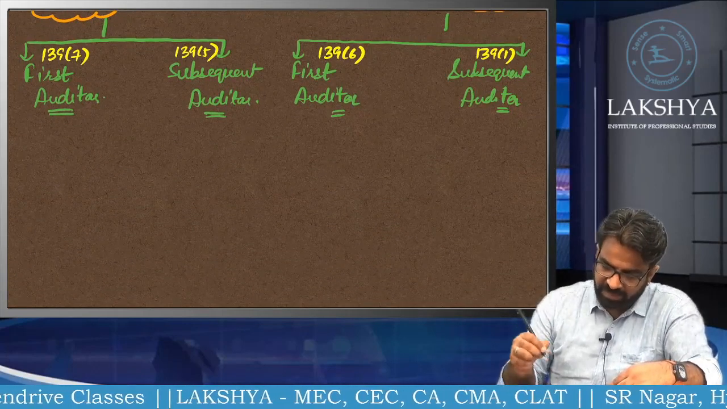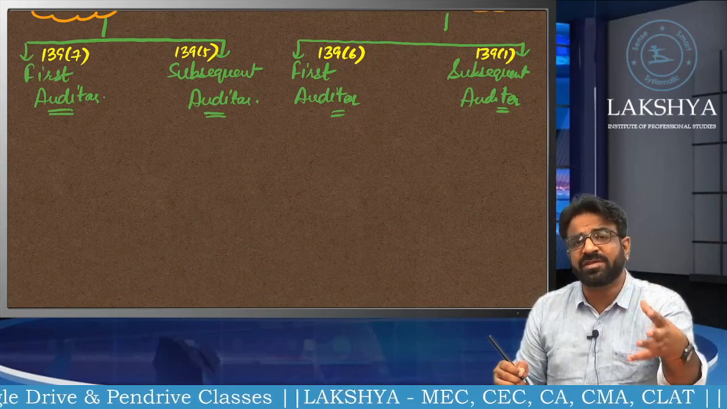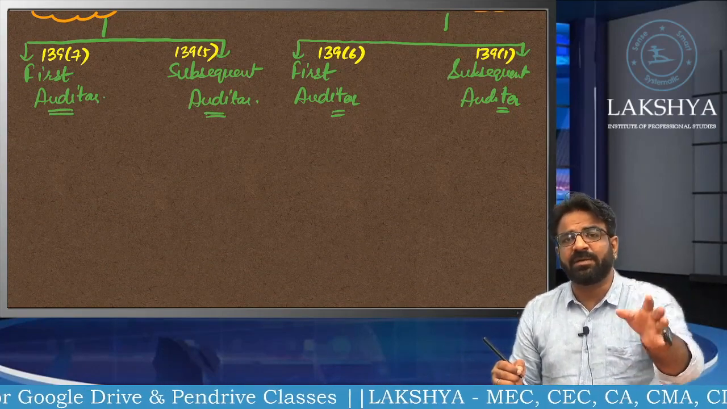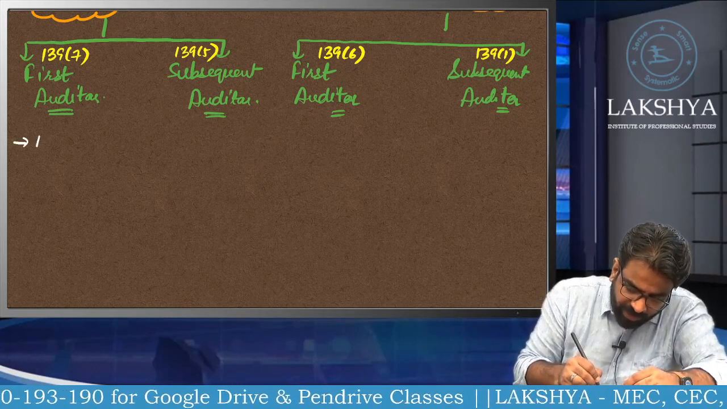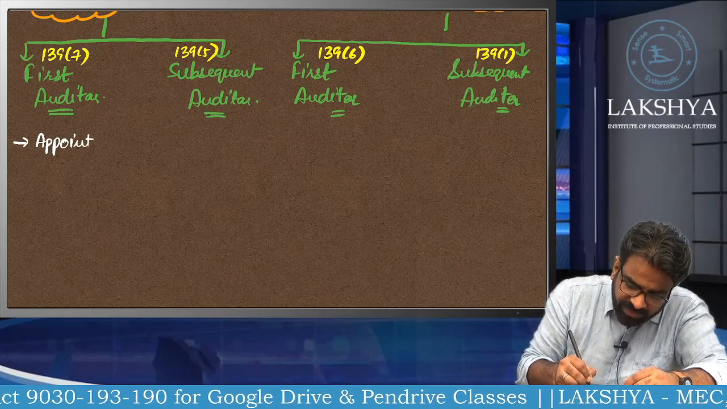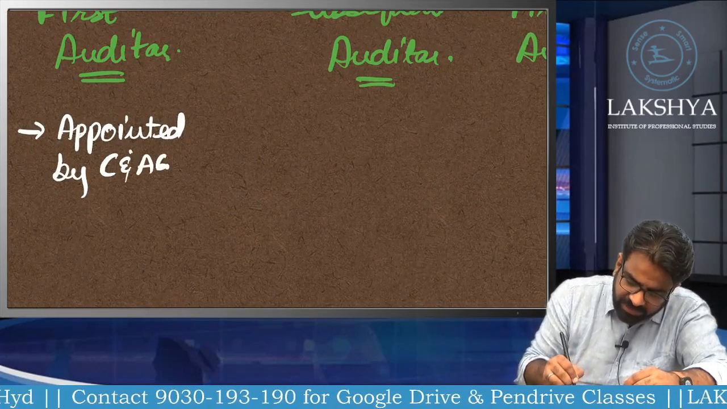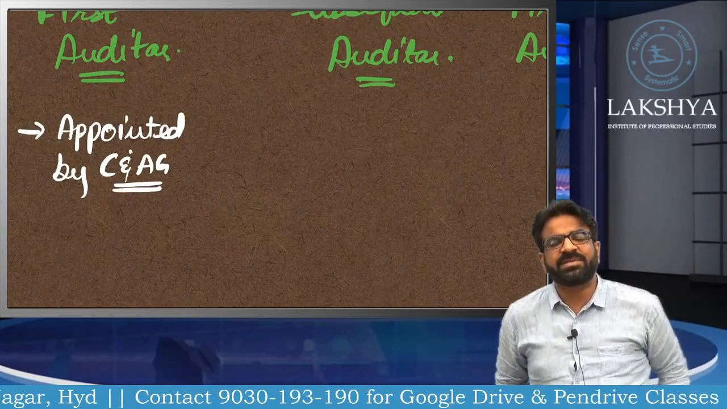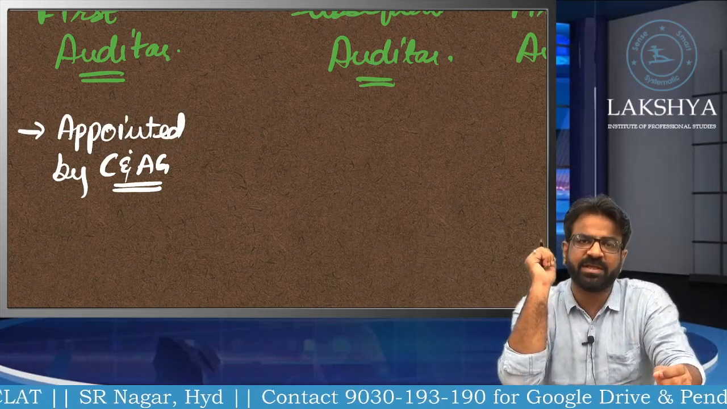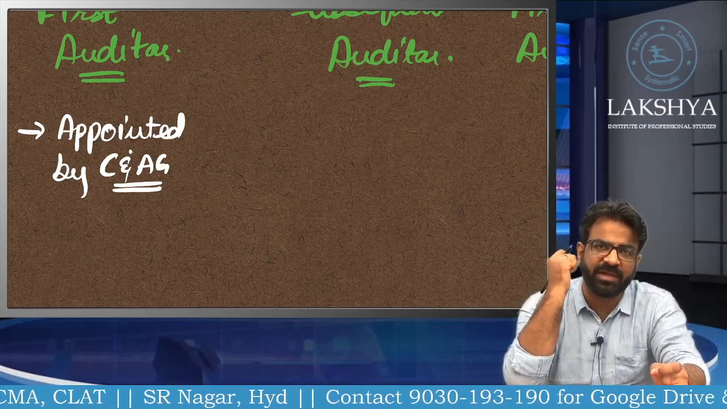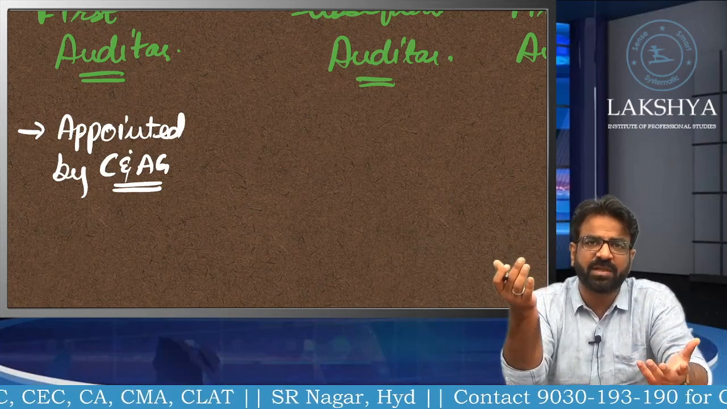Let's move ahead. Now, the next thing we have to understand is how to appoint the first auditor of which company? The first auditor of a government company. So remember one thing, the first auditor of a government company is always appointed by C and AG. Sir, what is C and AG? What do you mean by C and AG? C and AG stands for Comptroller and Auditor General of India. So every decision relating to audit functions of government companies is always taken by C and AG.